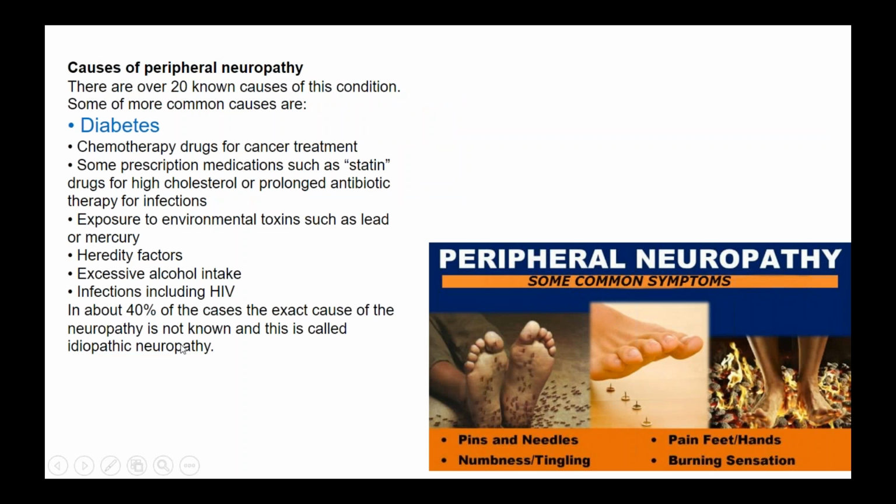DPN, I won't read all these, but basically there are 20 known causes. Diabetes is the biggest, okay? Then underneath that is chemo. The rest is some of the other things. But with peripheral neuropathy, they're going to feel burning, itching.